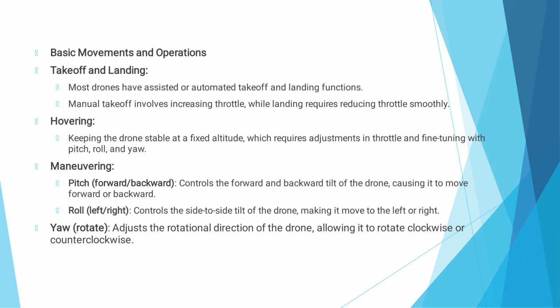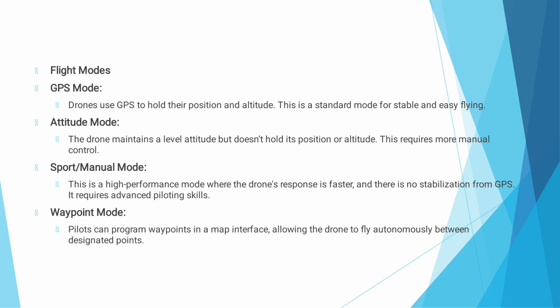causing it to move forward or backward. Roll left or right controls the side to side tilt of the drone, making it move to the left or right. Yaw adjusts the rotational direction of the drone, allowing it to rotate clockwise or counterclockwise.